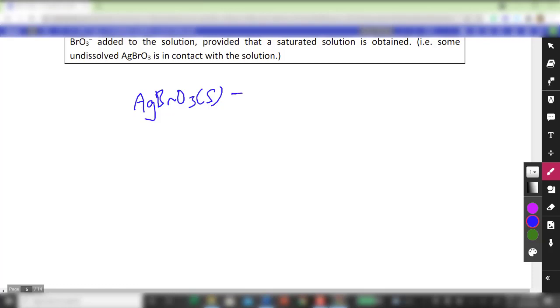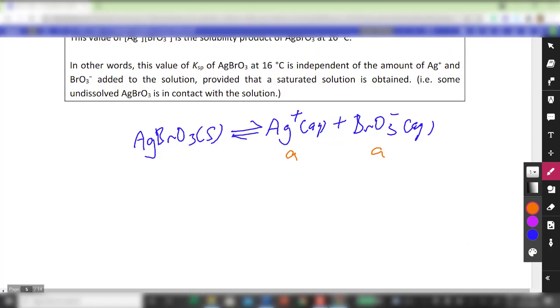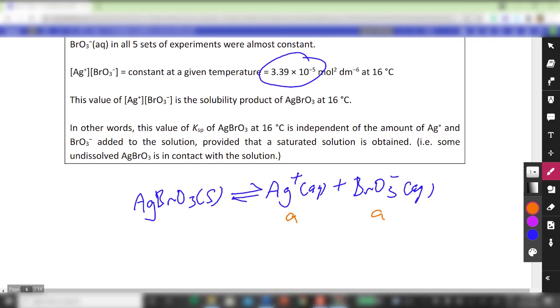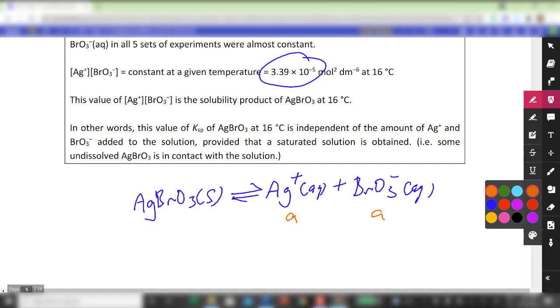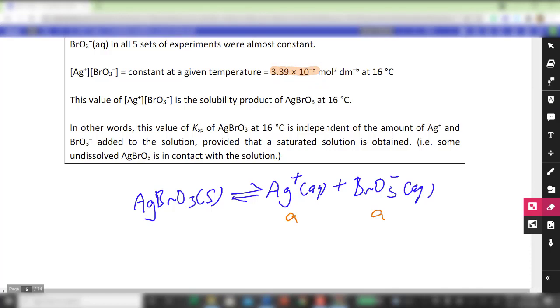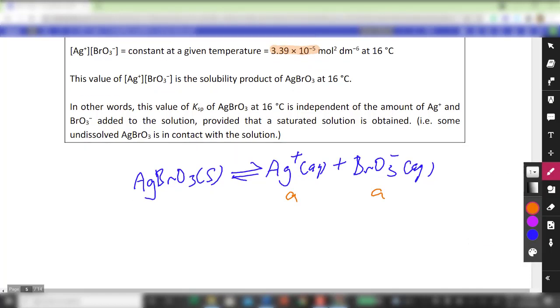Now we attempt to find out its solubility. So AgBrO3 solid is in equilibrium with Ag+ aqueous plus BrO3- aqueous. This is in pure water. You assume that the solubility in pure water is A and A, and you know that the Ksp value is fixed. It is fixed at 3.39 times 10 to the power minus 5 mol squared dm minus 6. So in this case, we can easily calculate A.